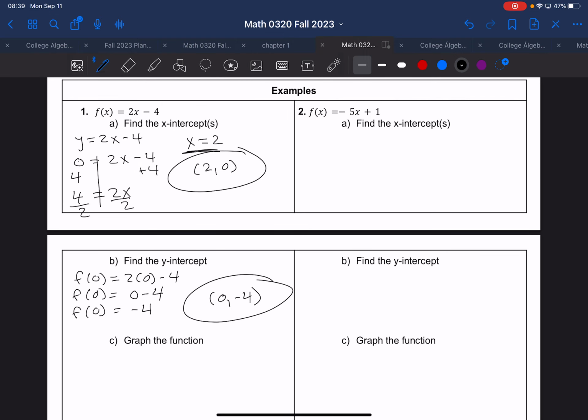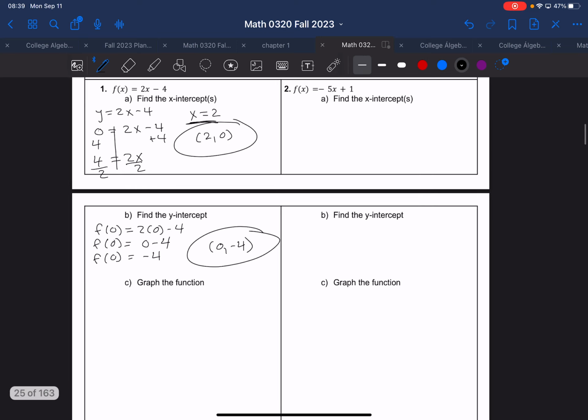Now that we have the x-intercept and the y-intercept, we can graph our function. Okay. So instead of creating a table to graph our function like we did in the beginning, we can use these 2 points that we found, plot them on a graph, and connect the points to form our linear graph.